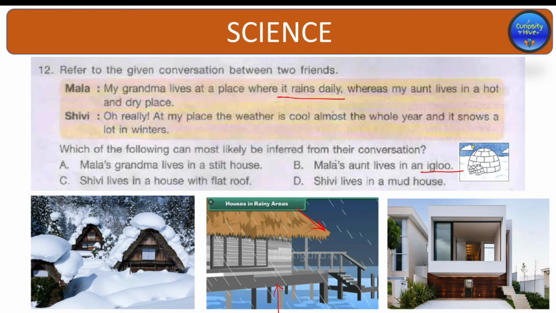And as per the options, our right answer is option A, because Mala's grandma stays at a place where it rains daily, and the option mentions the stilt house for rainy places. So that's our right answer.